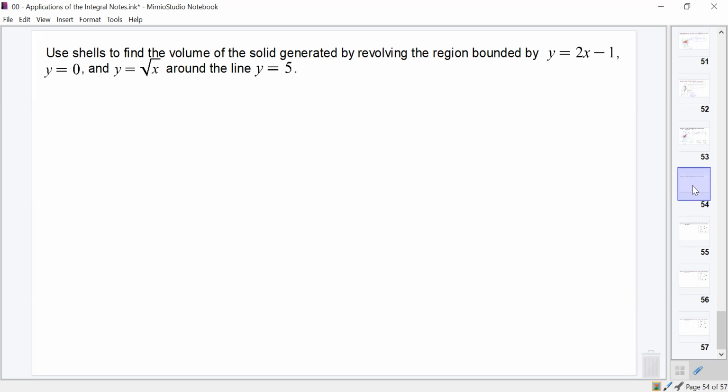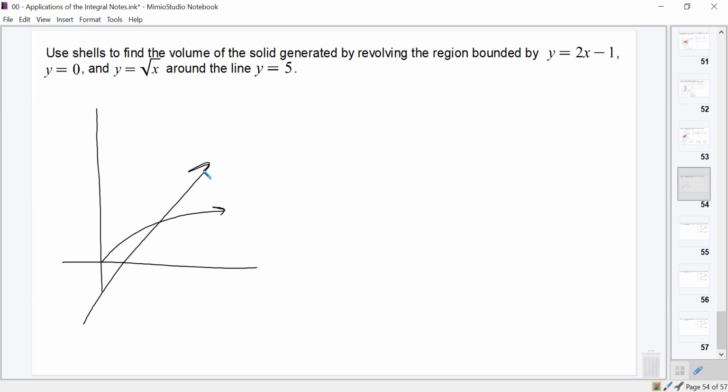Here we're talking about the same region. So y equals root x, y equals 2x minus 1, and the x-axis. But this time we're going to go around the line y equals 5. So I'll again sketch the rectangle through here and sketch a shell, a hollow cylindrical shell. I didn't do a very good job of that, but all we really need is enough to give us the info that we know this is dy, and that we can find our radius and our height.